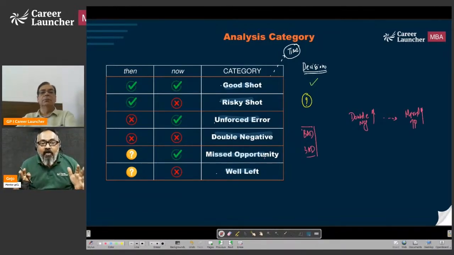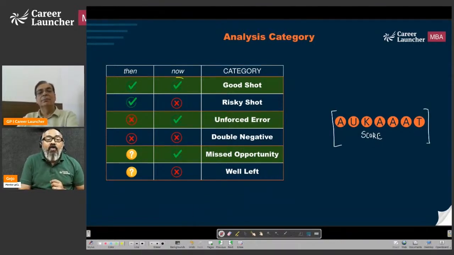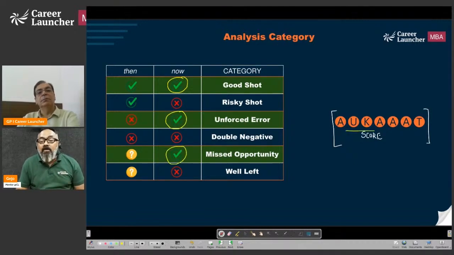ये हो गया. Okay. Now the question about how do I improve? इसमें I'm going to call that something known as an AAT score. AAT score is your potential score, your actual competence score, which is a count of all the questions that you got right, including the good shots, including the ones that you could have got right, and all the missed opportunities. ये हो गया तेरा औकात score.